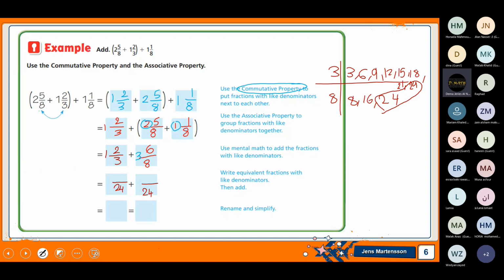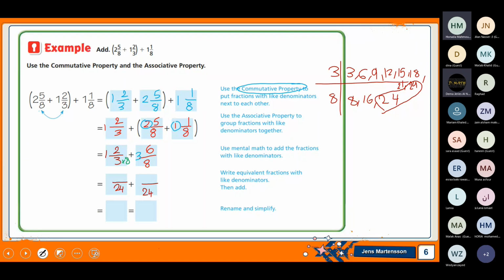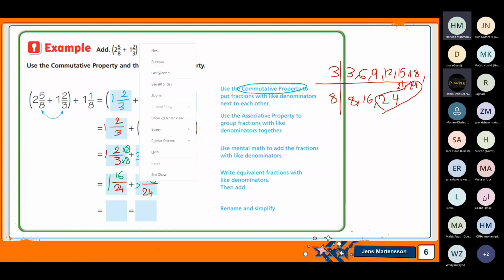Now then, how can I make 3 to be 24? I multiply it by what? By 8. Then 2 times 8 equals 16. And 6 times 3 equals 18.